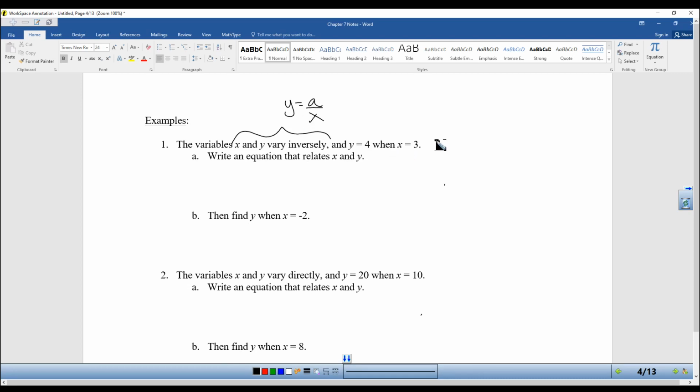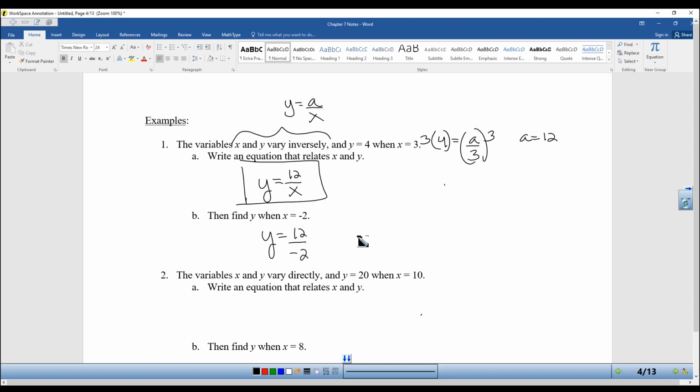So I can just plug them in. 4 is equal to a over 3. So of course I clear my fraction, multiply both sides by 3, and I get a is equal to 12. So writing an equation that relates them is going to be 12 over x. And then it says, find y when x is equal to negative 2. So y would be 12 over negative 2. y would be equal to negative 6.